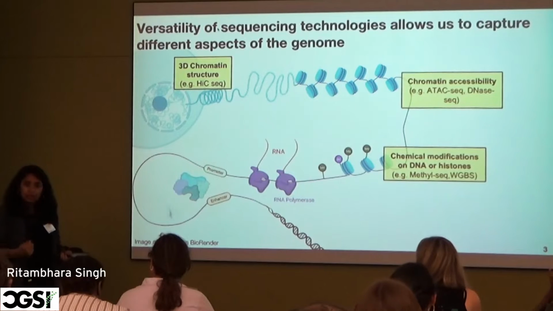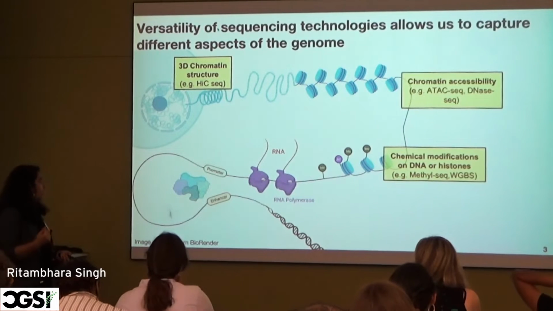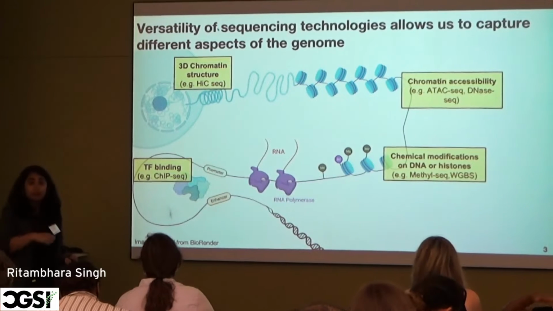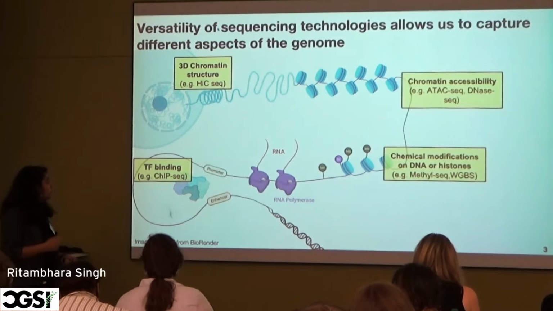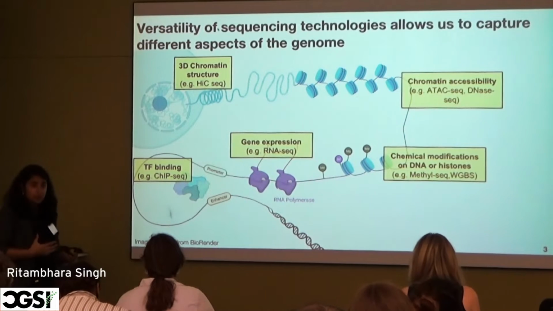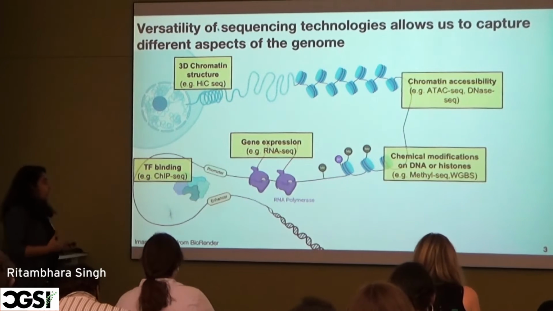We can measure what kind of chemical modifications are taking place, like DNA methylation, transcription factor binding events, so these are proteins that bind to the DNA and start the transcription. And last but not the least, gene expression, whether the gene is expressed or not.